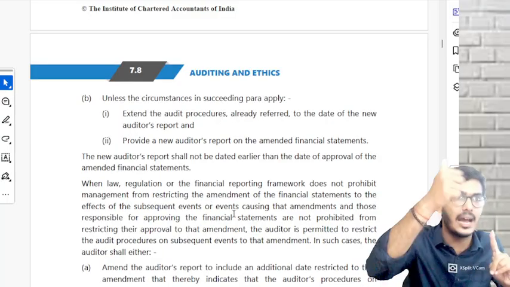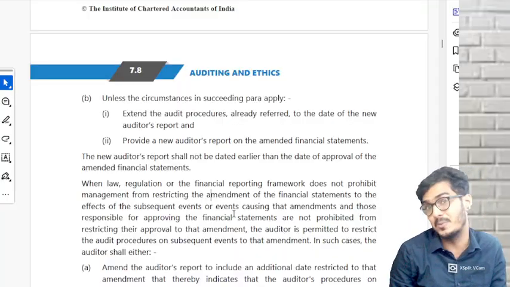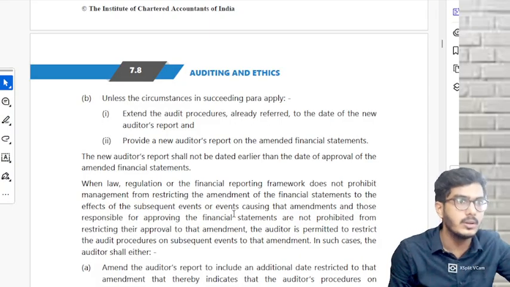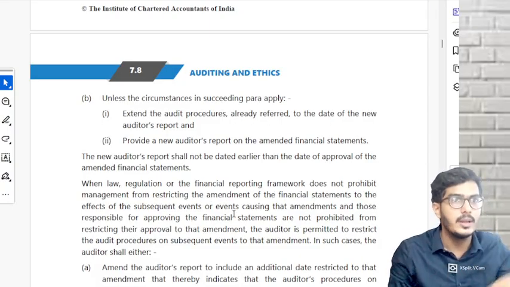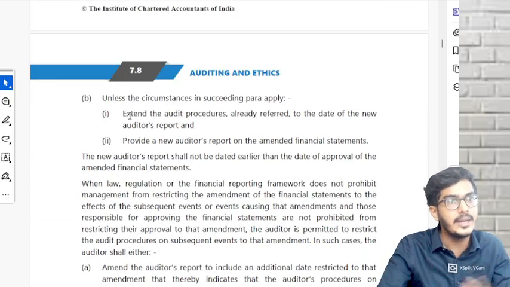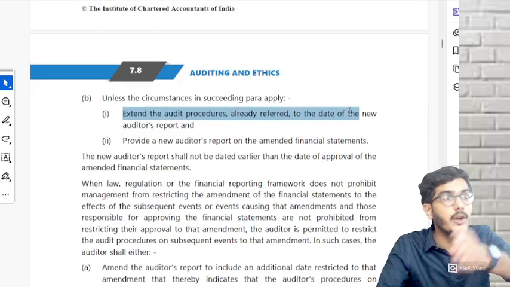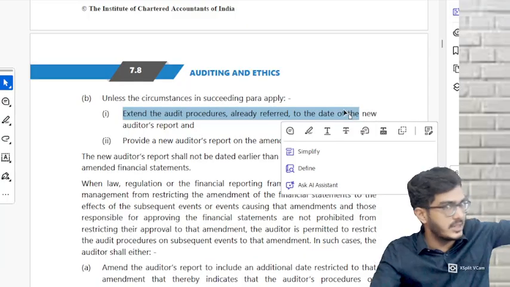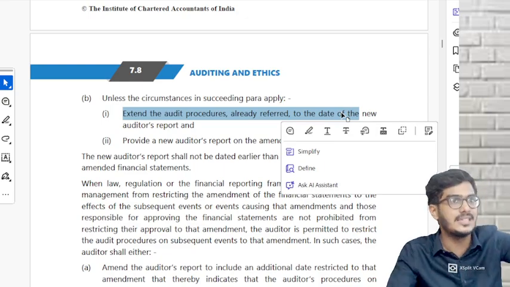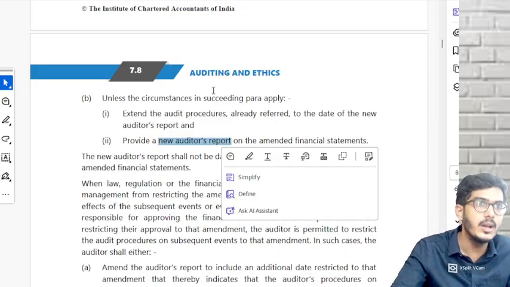If law or regulation allows that, then you go with this one. But if the law or regulation tells you no, this restrictive amendment is not allowed, that for the entire period with 4 facts, you have to give the amendment for all 4 facts, then point B gets applied. Point B gets applied. They're telling that then you have to extend the audit procedures till the date of the new audit report. That means till the date you are going to give a new audit report, whatever facts have come, extend procedures on all the facts and give a new auditor's report.